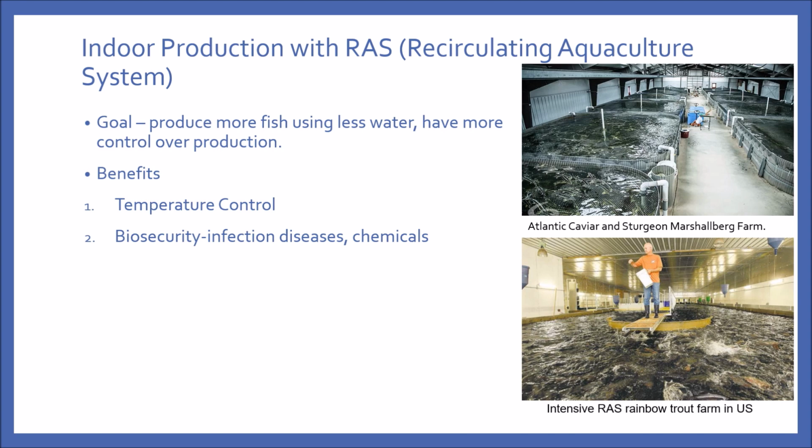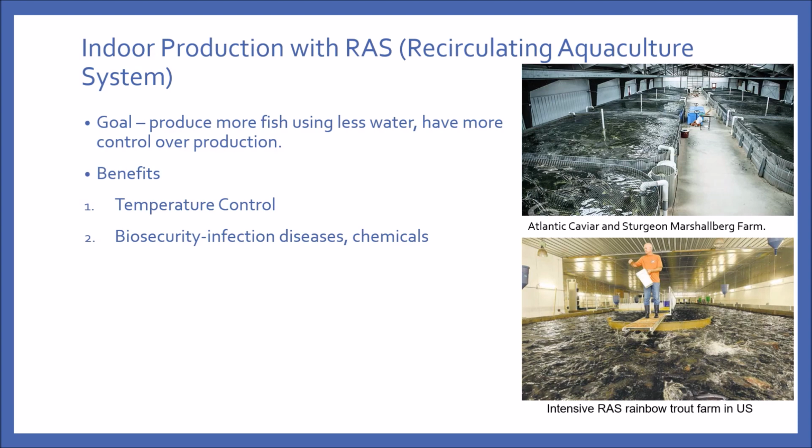So the goal of using RAS for aquaculture systems is to achieve what we aim for, which is indoor production systems. RAS is short for recirculating aquaculture systems. The goal here is to produce more fish using less water and have more control over production.